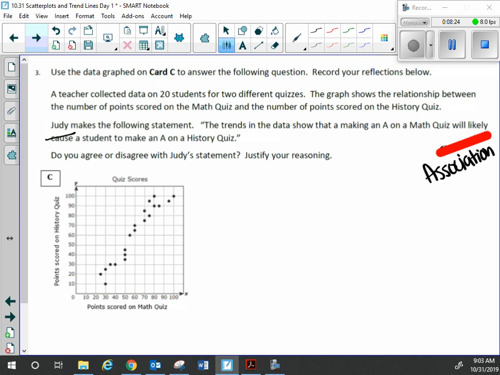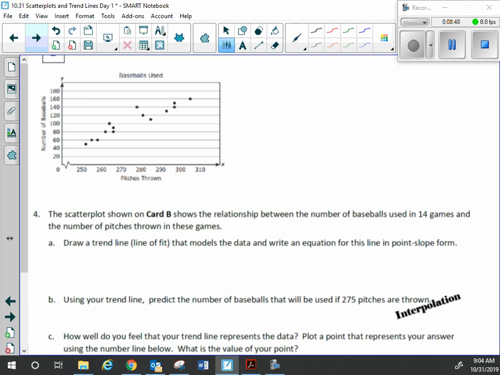Because if I made 100 on the math quiz, I told y'all my background with math and history, right? I threw myself off this graph. If I made 100 on the math quiz, which would likely happen, would that cause me to make 100 on the history quiz? Hard no. Still be down here. All right? That's association. One does not cause the other to happen. All right, moving on.